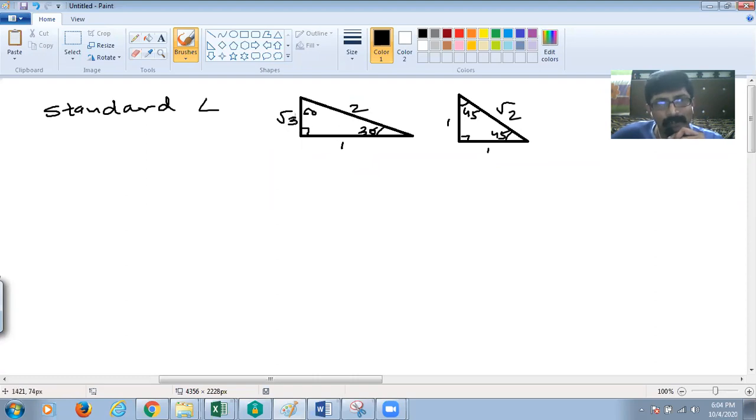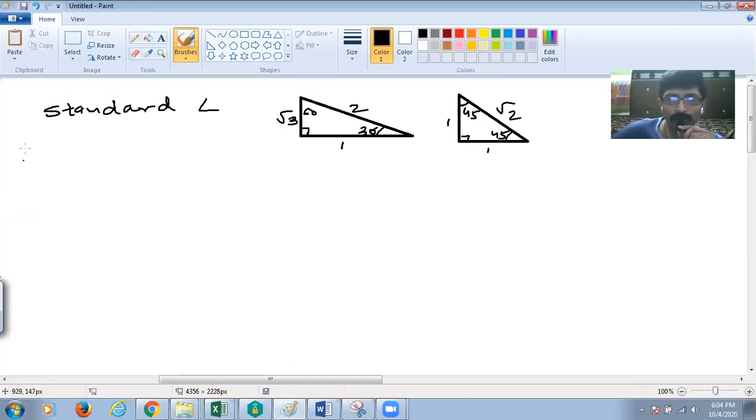How exactly it comes about, I'll make another specific video on that. But these are standard things, like 2 square is equal to root 3 square plus 1 square, isn't it? And root 2 square is equal to root 1 square plus root 1 square, isn't it? You can just take these as standard Pythagorean triplets.